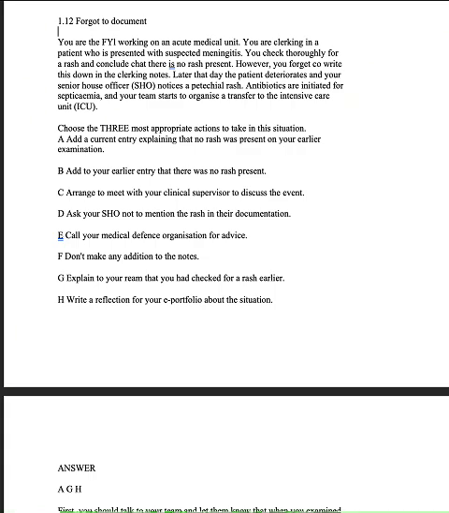F. Don't make any addition to the notes. G. Explain to your team that you had checked for a rash earlier. H. Write a reflection for your e-portfolio about the situation.